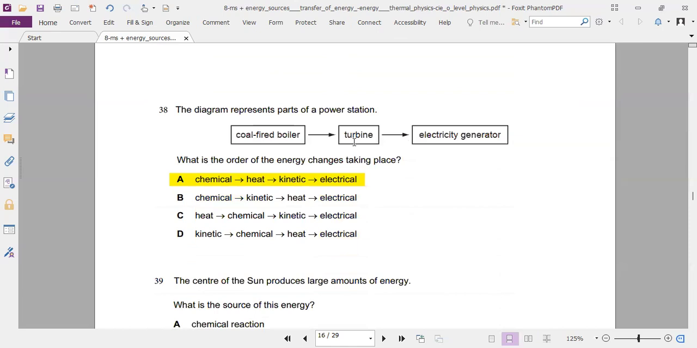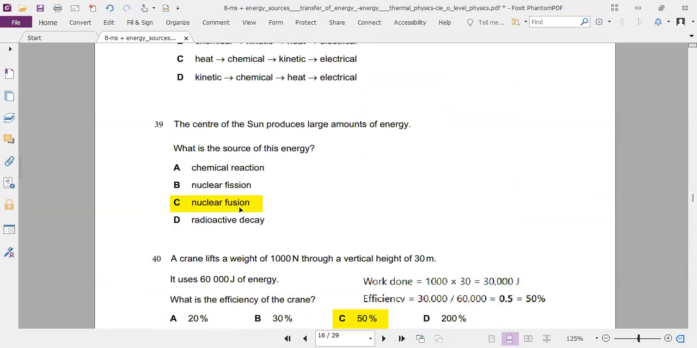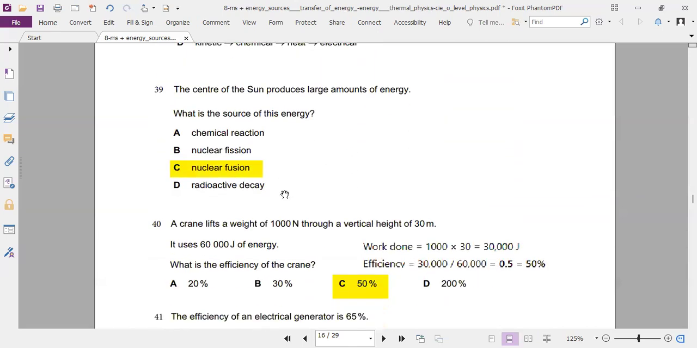Okay, so coal-fired boiler, turbine, and electrical generator. It is chemical energy and then heat given to boil the water, and that turns the turbine. Kinetic energy, which runs the generator, produces electrical energy. Well, it is nuclear fusion again.